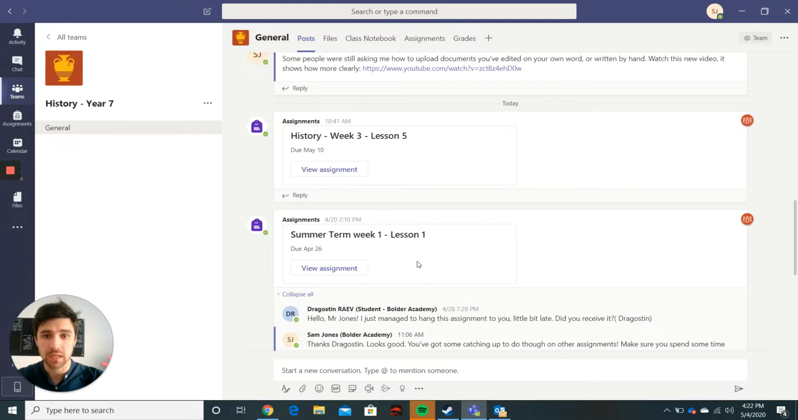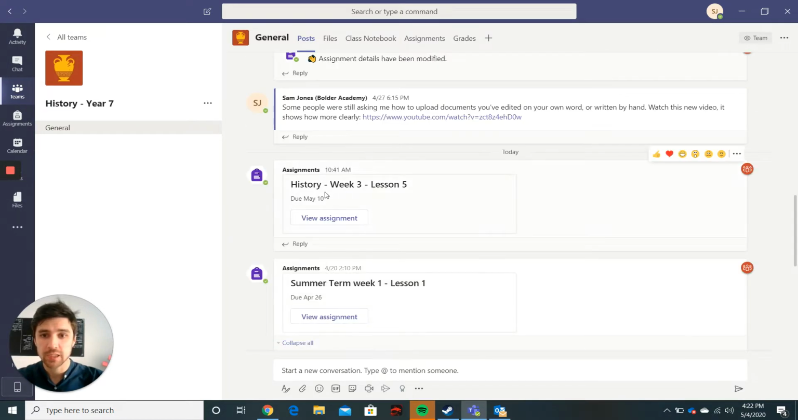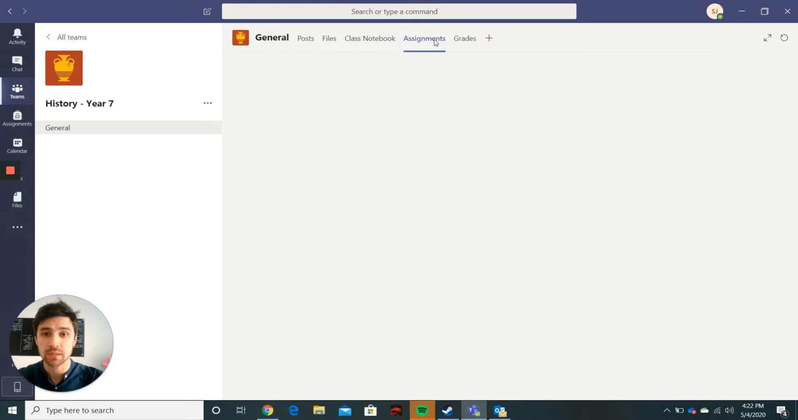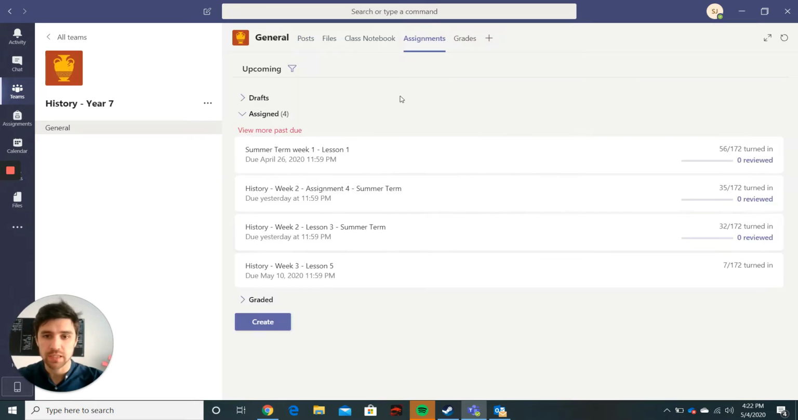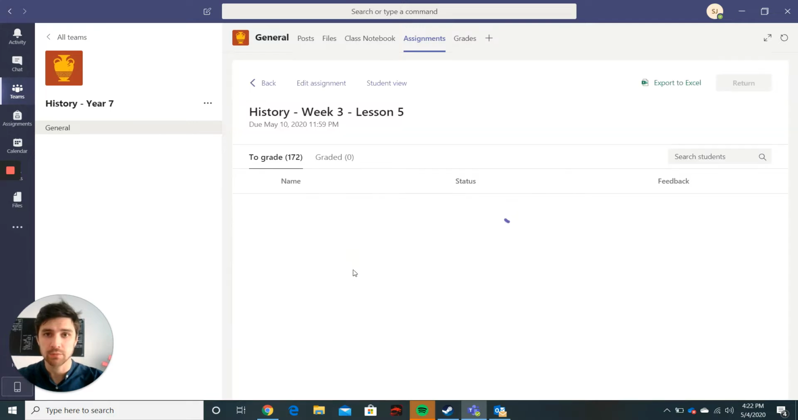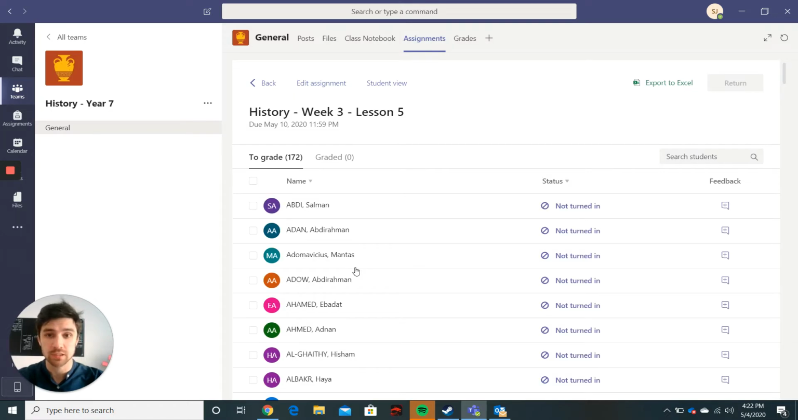That's last week's lesson posted there at the bottom. If you scroll up slightly, then you'll see History Week 3 Lesson 5, and you can click on View Assignment. Alternatively, you can just go to Assignments, and when it loads, you'll see that all of your assignments are there. And here's the most recent one at the bottom, History Week 3, Lesson 5. In actual fact, that's the only lesson I'm going to give to you this week because I don't want us to go on to the next task yet because that's a new cycle. So we'll do that next week.